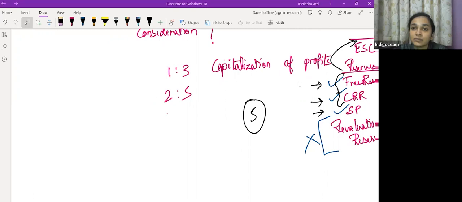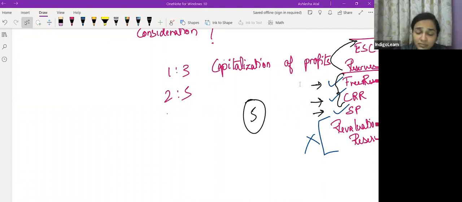So revaluation reserve is basically कैपिटल रिजर्व के टाइप का ही होता है, क्योंकि that is the amount which has come in the balance sheet after revaluation of an asset. So that amount cannot be utilized for the purpose of issue of fully paid bonus shares. So company can issue bonus shares out of free reserves, securities premium account, CRR. However, it cannot utilize the revaluation reserve.